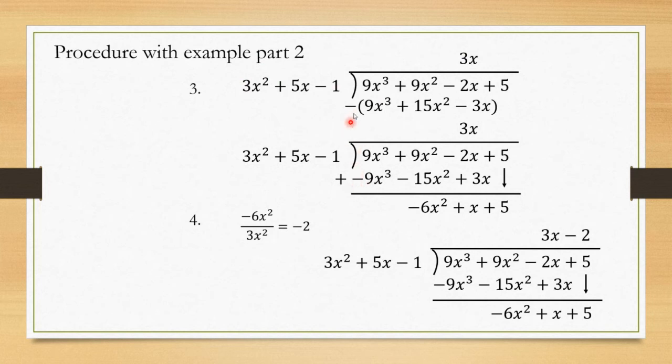Now, the next step here I thought would be easier. What I did was I took the minus, I distributed. So I changed it to addition, and then I distributed the minus. Really, as long as you're subtracting, that's what matters in this step. Because now you can see the 9x cubes are gone. They cancel. You have 9x squared minus 15x squared, which is minus 6x squared, minus 2x plus 3x, that's x. Notice I brought down the next term as well. I brought down the 5. Okay. Now, we have that.